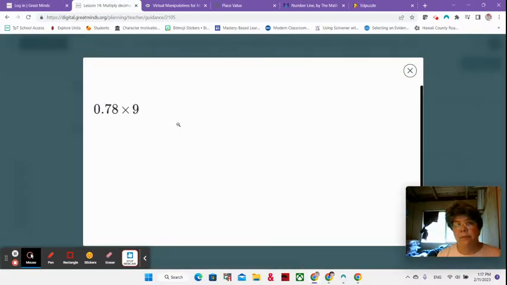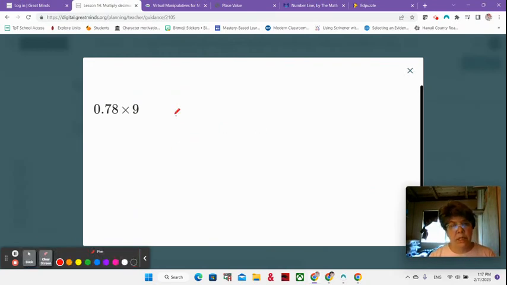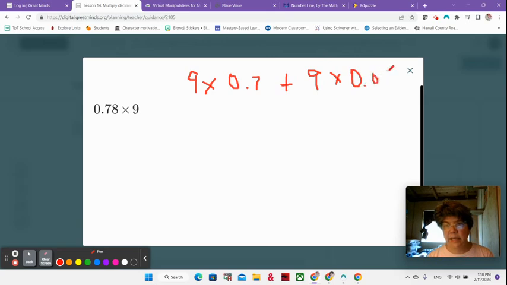Okay, here's 78 hundredths times 9. So first of all, if we were going to break it apart and distribute it, we would multiply both parts by 9, right? Because we're going to multiply our decimal parts by our whole number. So it would be 9 times 7 tenths plus 9 times 8 hundredths, right? We're just breaking it apart into 7 tenths and 8 hundredths, and you could multiply those and then add them together. If you want to put parentheses to help you see the two separate operations, that's fine.